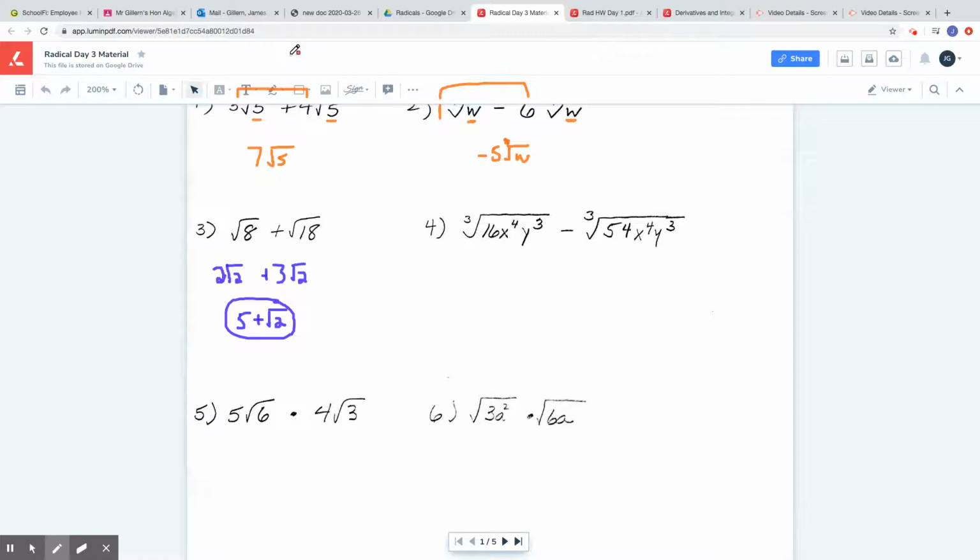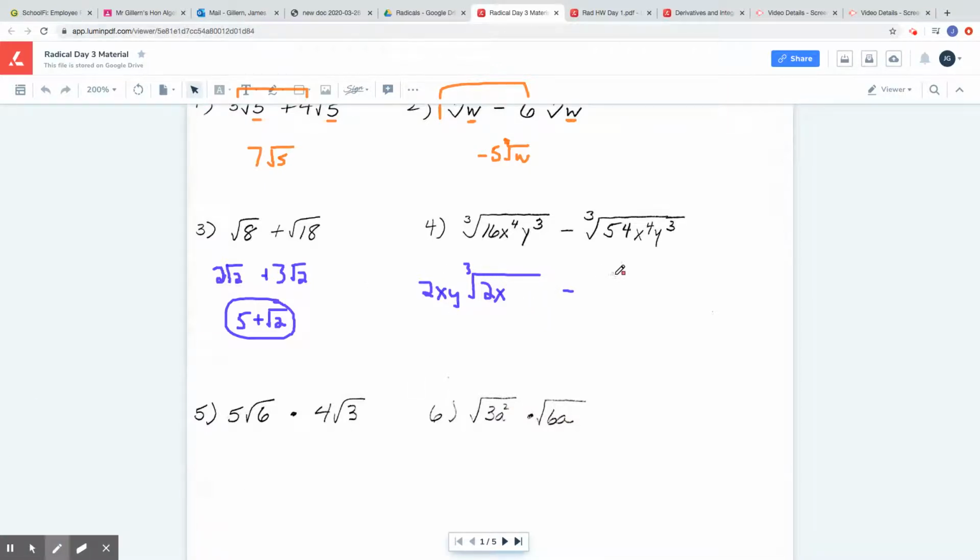Number 4. Same thing. These are not the same, so let's simplify them. This is what we did the other day. The cube root of 16. Remember, 16 is 2 to the 4th, it's 2 times 2 times 2 times 2. So I'm going to have a cube root. The 2 comes on the outside, with 2 left over. How many times does 3 go into 4? 1 time, so there's 1x on the outside, and 1x left over. How many times does 3 go into 3? 1, so there's no y's left over. So that's 2xy cube root of 2x.